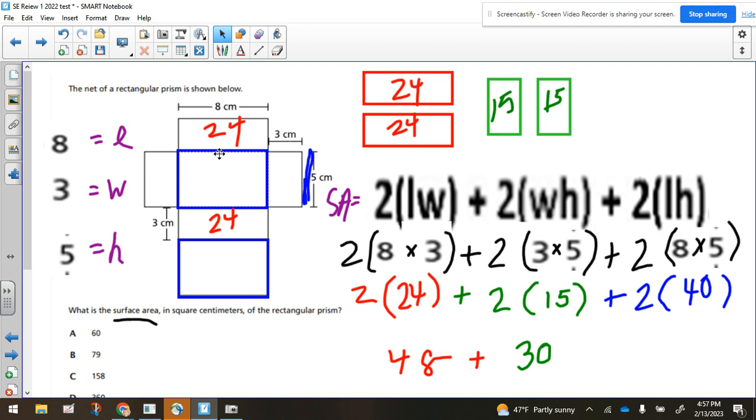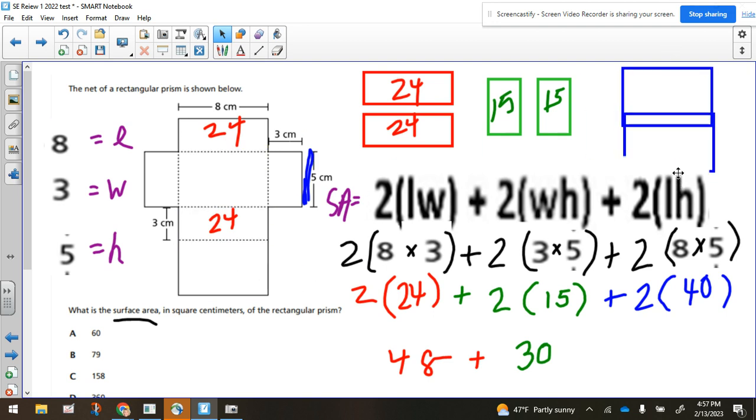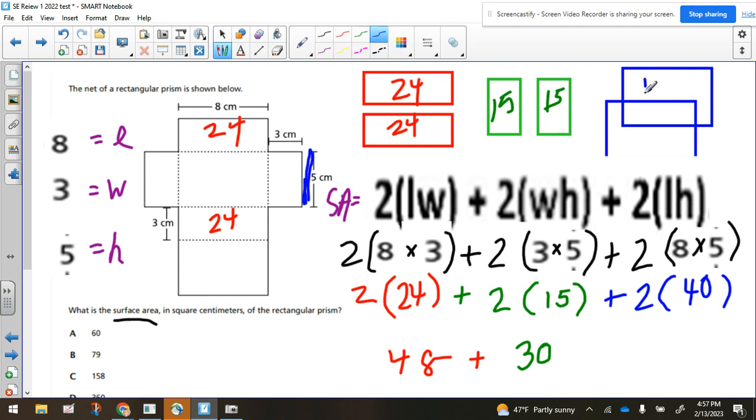So if we kind of reorganize our blue squares, so if this is one of them and this is the other one, and I ran out of room here, but they're both going to be 40. So if this is 40, the other one is 40 as well. So we're adding to it. 2 times 40 would be 80.